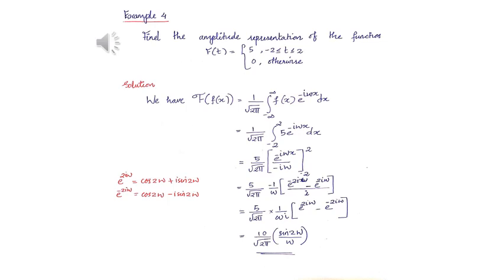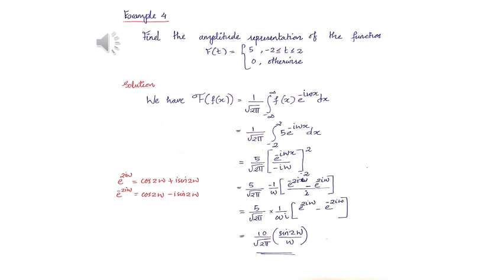So we are having the equation script F of x is equal to 1 by root 2 pi integral minus infinity to infinity of f of x e raised to minus i omega x dx. Here instead of x you may also use t, because the variable given there is t. So that is 1 by root 2 pi integral minus 2 to 2 of 5 into e raised to minus i omega x dx.